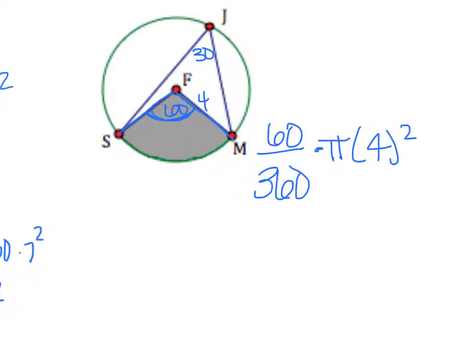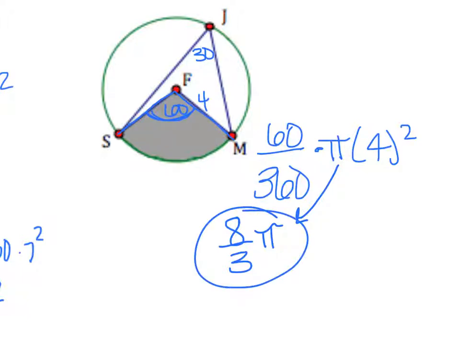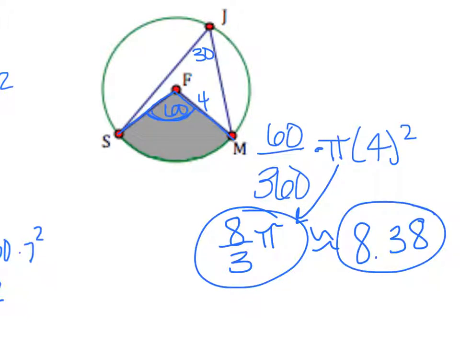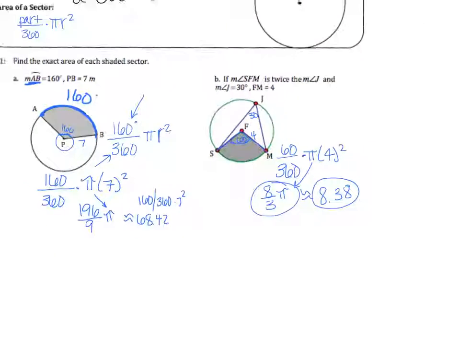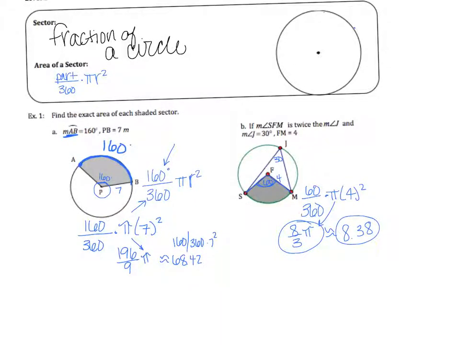To keep it exact one more time, we're going to put 60 divided by 360 times 4 squared in our calculator. We're going to get about 2.666, and we'll turn it into a fraction. I got 8/3, and I'll tack a pi on at the very end as my final answer. And then again, to turn it into approximate, we just multiply by pi, and I get 8.38. Okay. So that is area of a sector. We need to be good at that in order to go on to the next thing, which is area of a segment.